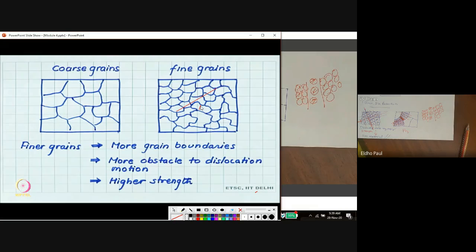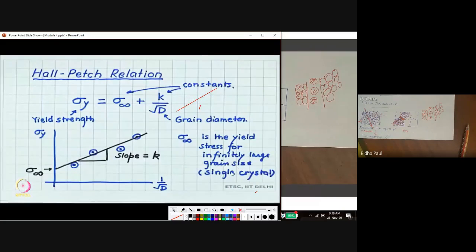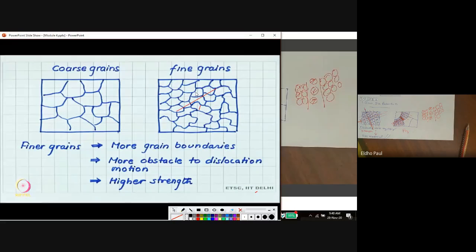The diameter of the grain is infinity means the diameter is very large, or we can say that it is a single crystalline material. So sigma infinity is nothing but the yield strength of a single crystalline material. Based on this equation, we can calculate the yield strength. From this equation, it is clear that yield strength is inversely proportional to the grain diameter. If the grain diameter or grain size is very small, then we can improve the strength.